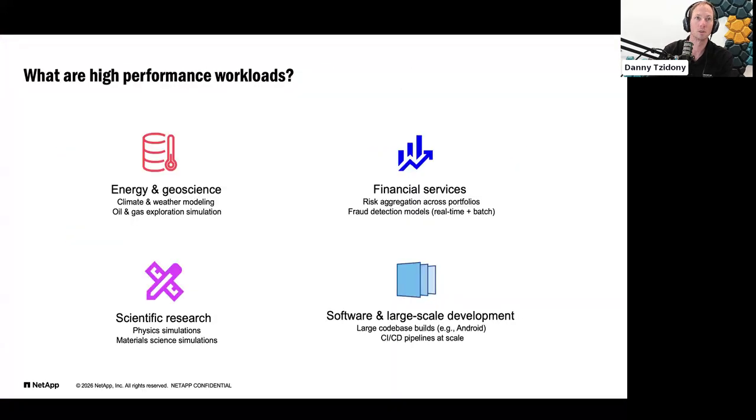First of all, before we talk about the storage layer, what are high performance workloads? I think it's very simple to give examples about different verticals and how they use high performance workloads. Of course, there's energy and geoscience, financial services, scientific research, software and large scale development, all have their unique usage, from simulations to modeling to very large code bases.